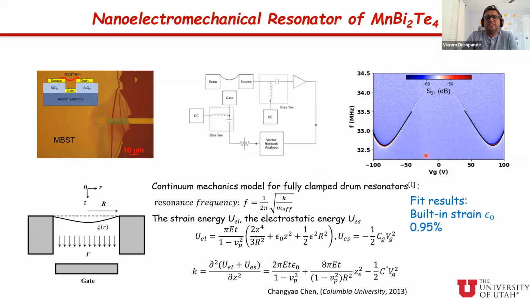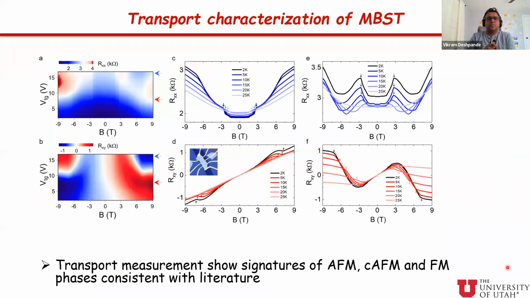Fits like this can give you, for example, things like built-in strain in the sample. In this sample it was found that the built-in strain was about 1%, and this is the built-in strain due to sample fabrication. Okay, all right. So next, some quick transport characterization.